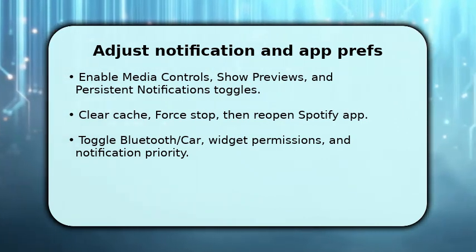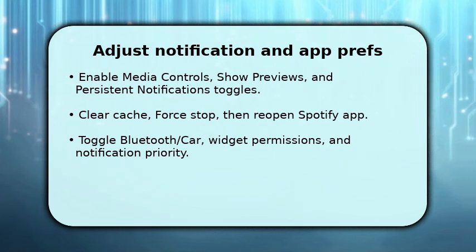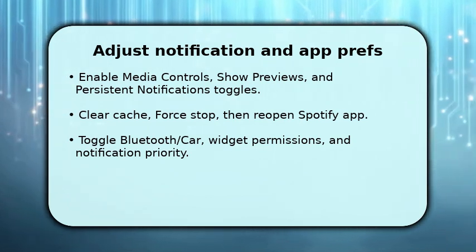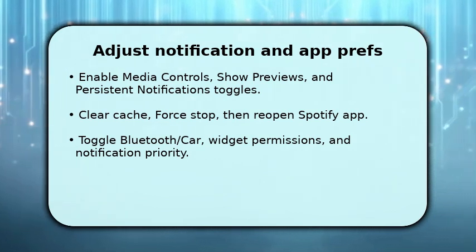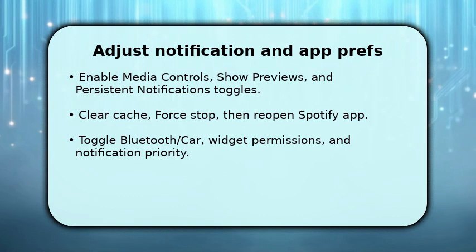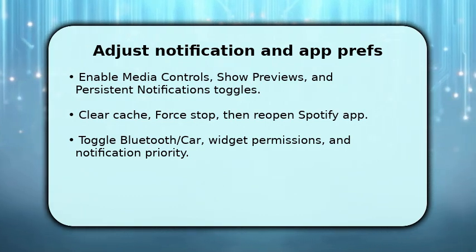If you use Bluetooth or a car system, toggle those connections and check widget or lock screen permission settings. These steps fix conflicts between system and app notification handlers, which is why they usually resolve missing or stuck bars.